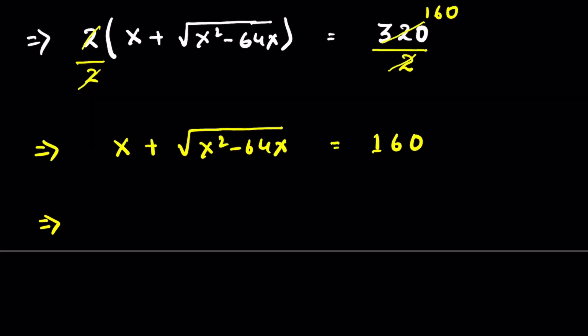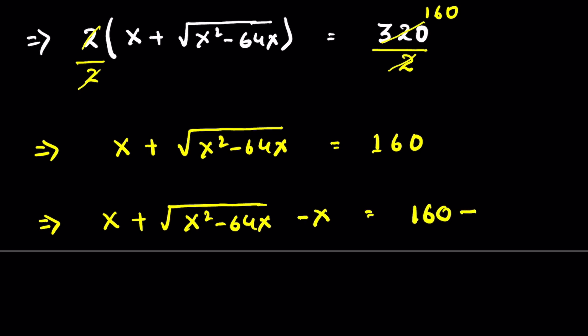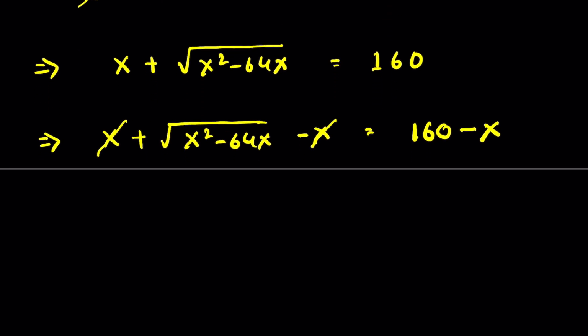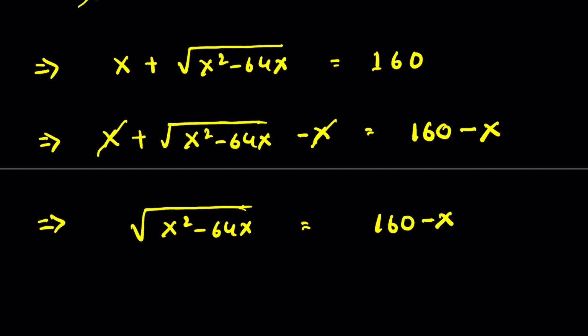Let's subtract x from both the sides. So this will be x plus square root of x square minus 64x minus x is equal to 160 minus x. So this x and this x gets cancelled. Now we have square root of x square minus 64x is equal to 160 minus x. To remove this square root, let's square both the sides. Squaring both the sides will remove this square root.